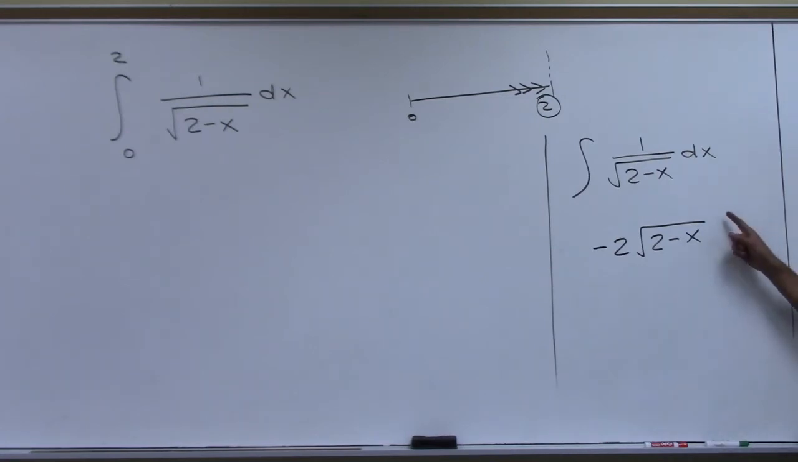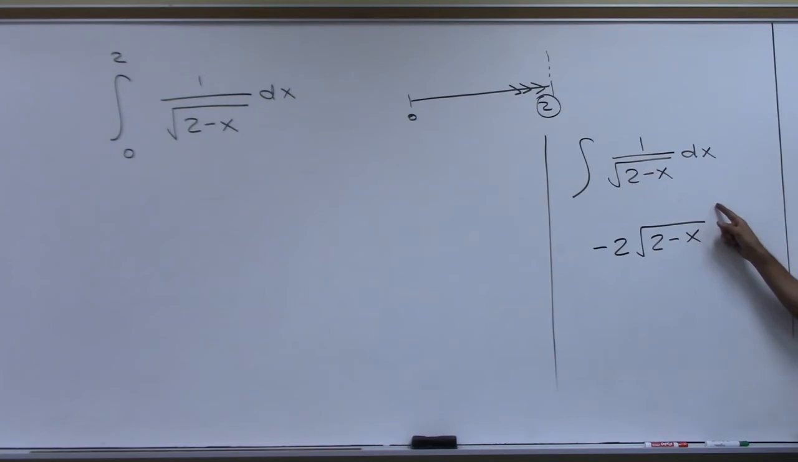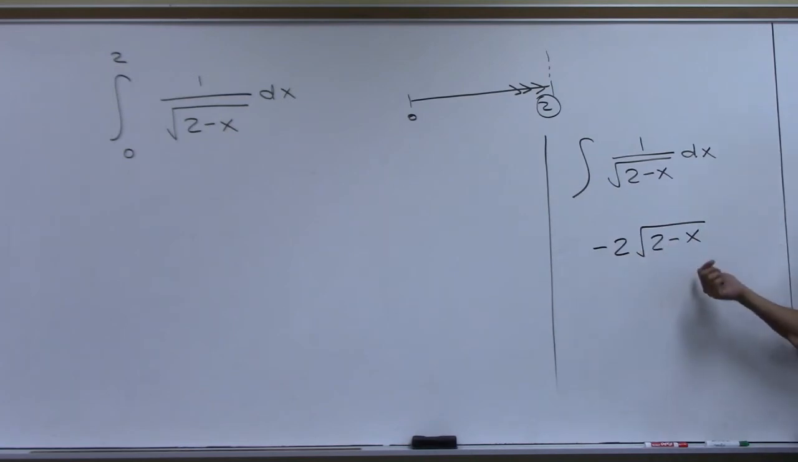It's right. Bring out the 1/2. This is a 1/2. Half of that is negative 1. Subtract 1 from this, you get negative 1/2. That's what drops it down. And then the derivative of what's inside is negative 1, and that kills off the negative 1 that's out there. This is correct. Basic U substitution.